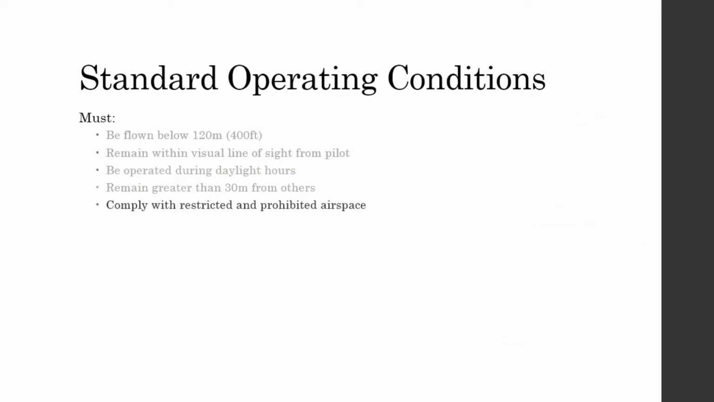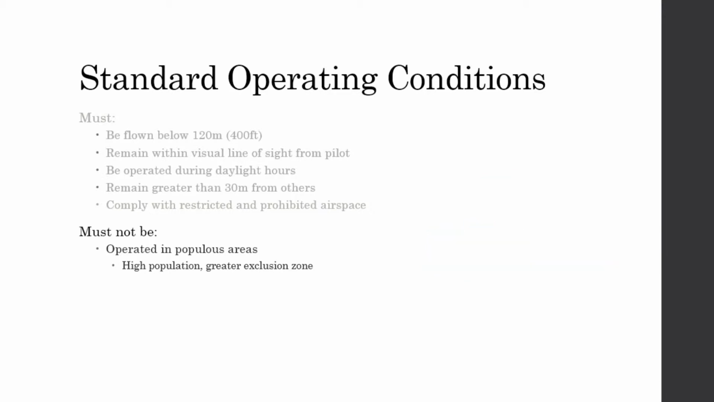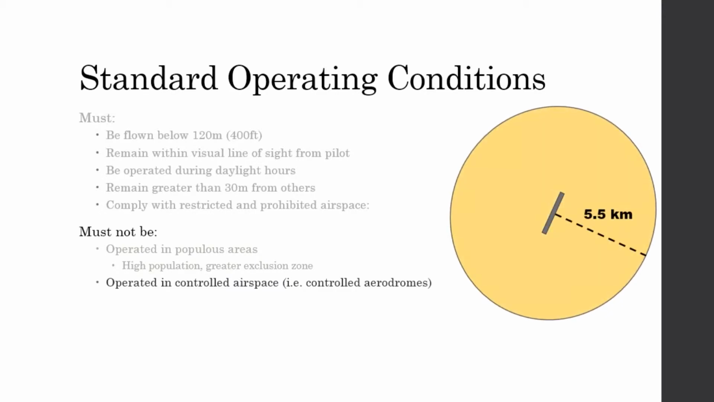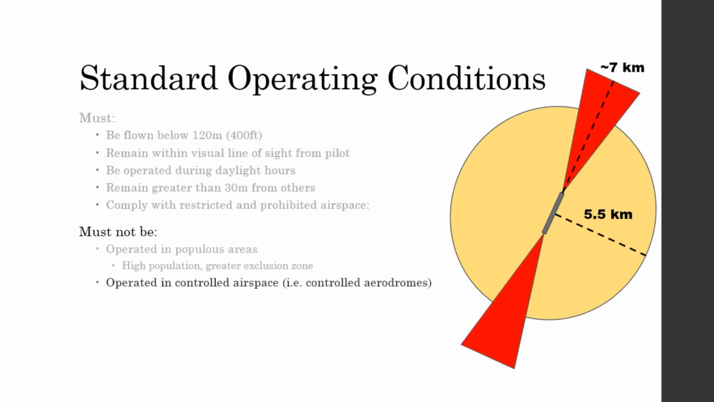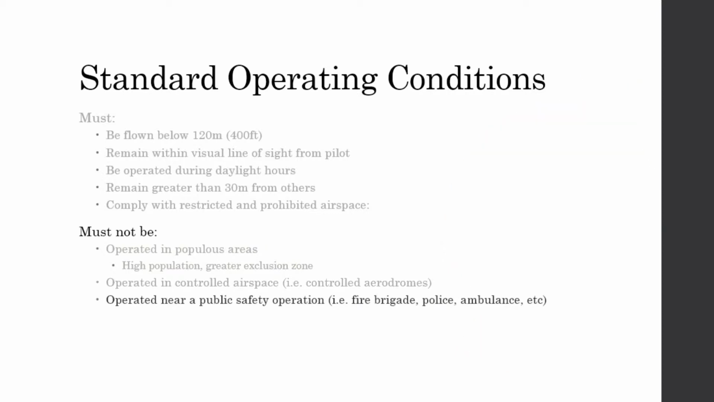All flights must also remain away from any populous areas. The higher the population, the greater the exclusion zone. They must not be operated in controlled airspace, which is dictated as 5.5 kilometers away from controlled aerodromes, and must remain out of the approach and departure paths of any runway, which usually extends 7 kilometers from the ends of those runways, and must not operate near any public safety operations such as the fire brigade, police, and ambulance.